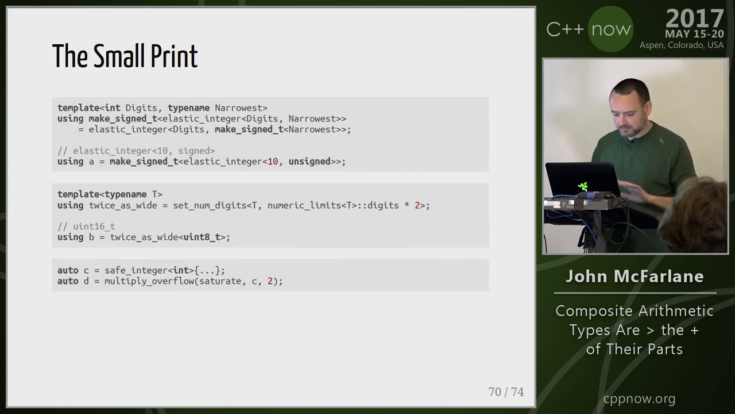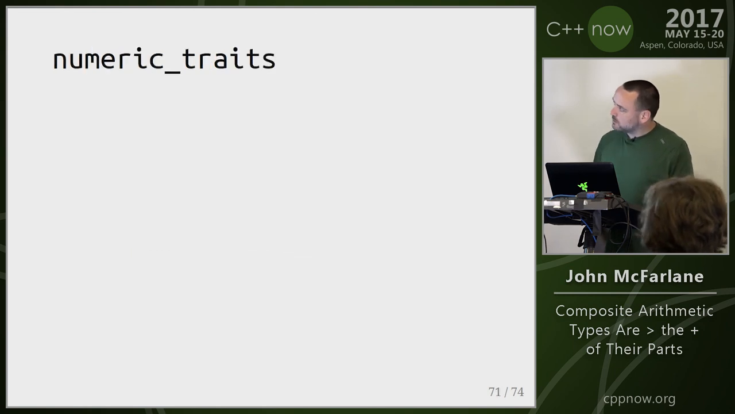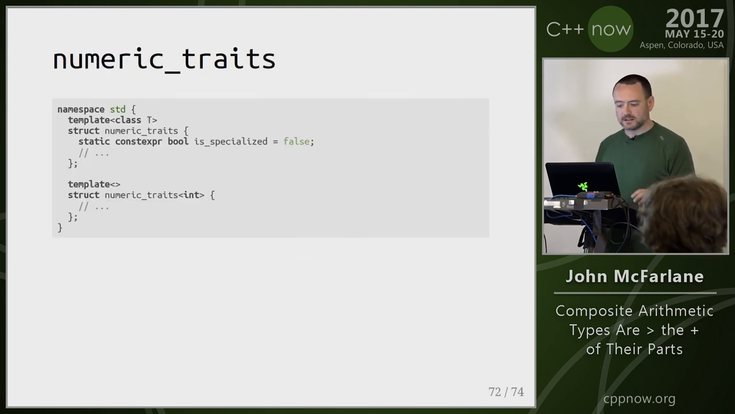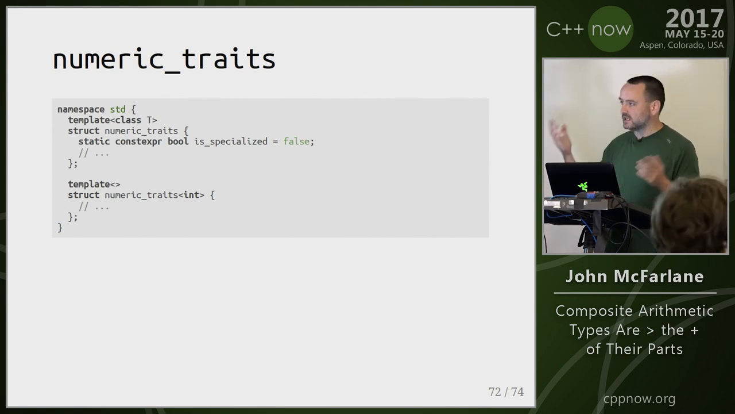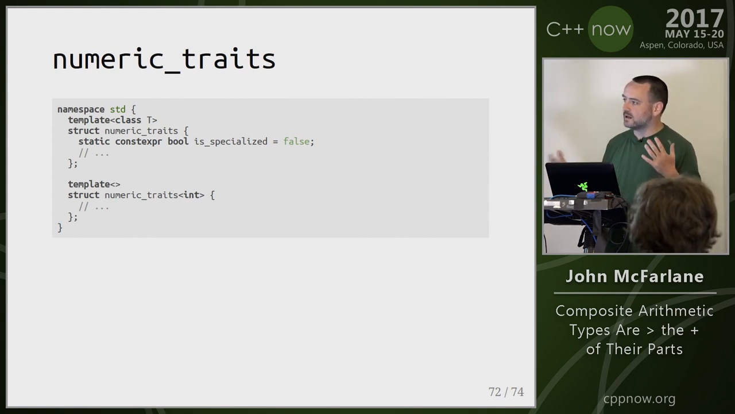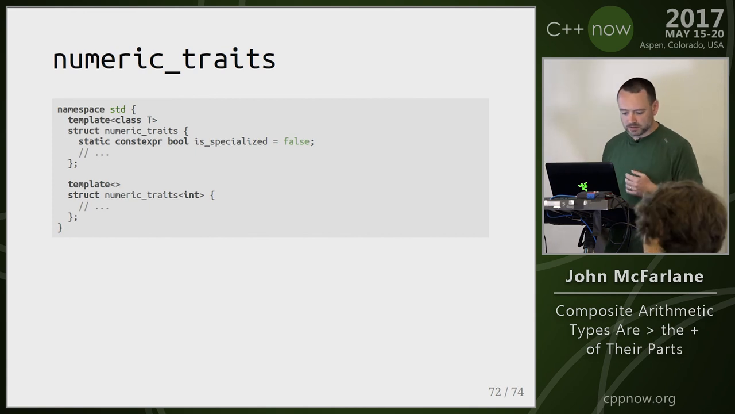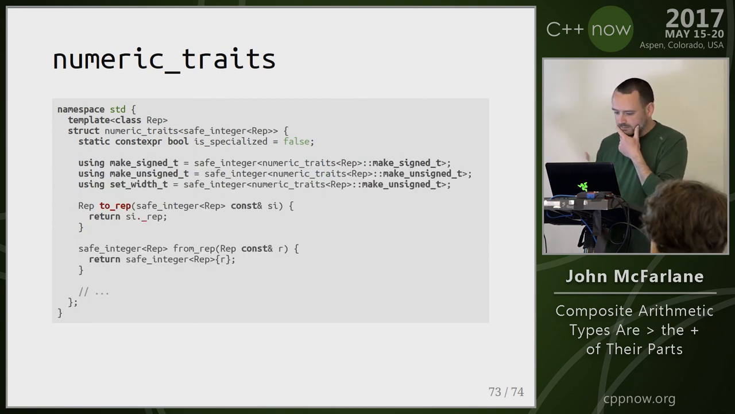There are a bunch of other things that need to be supported, and I think maybe a numeric traits type might be something that, rather like numeric limits, we should think about providing in the standard in order to make numeric types interoperable. Here's how the safe integer numeric traits type, or part of it, might look.